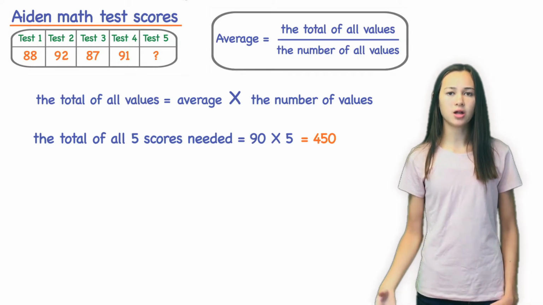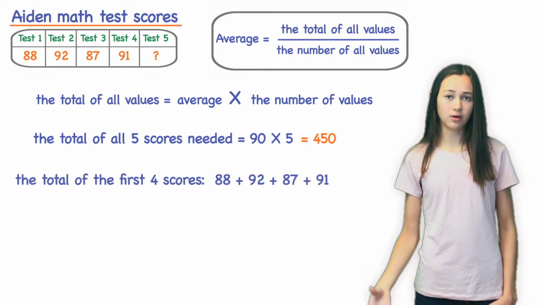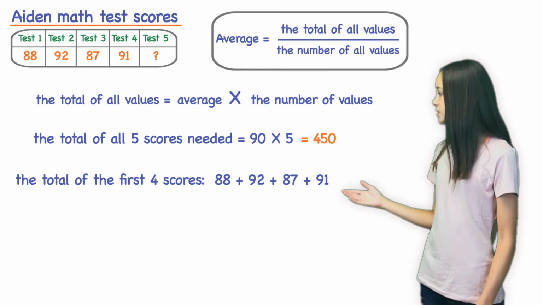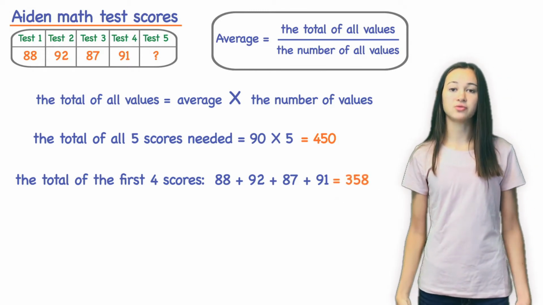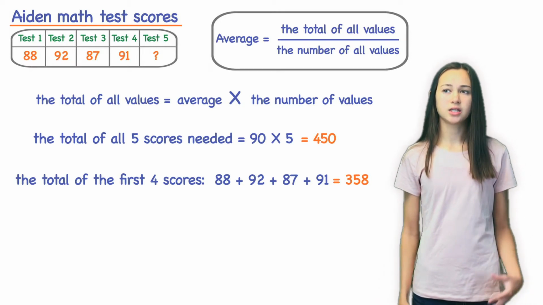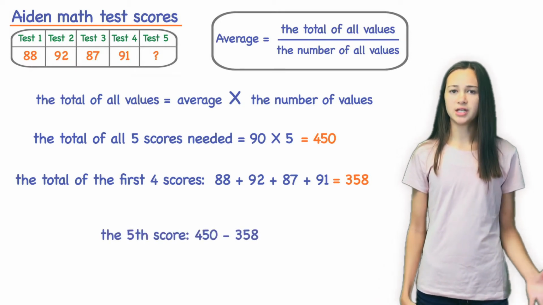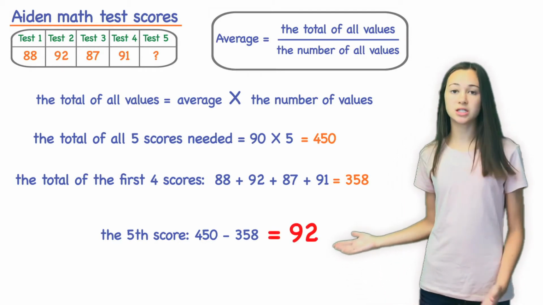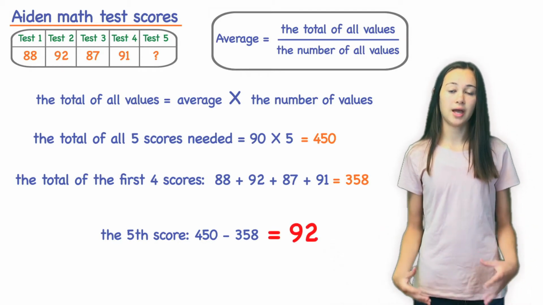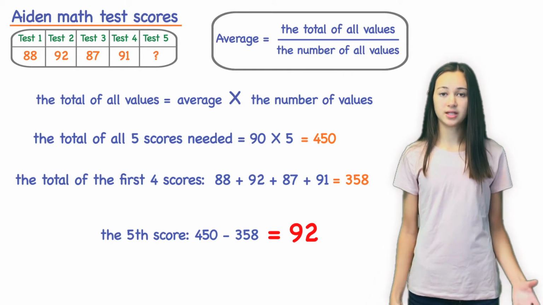So if we add up all his test scores that he has right now, it would be 88 plus 92 plus 87 plus 91, which equals 358. And he needs 450, so we subtract 358 from 450, which equals 92. So Aiden needs to score 92 on his 5th test.